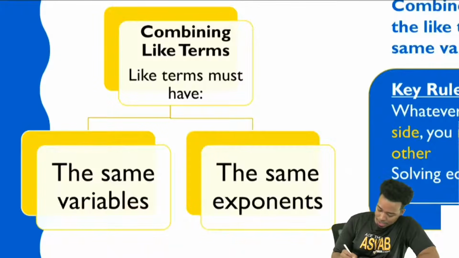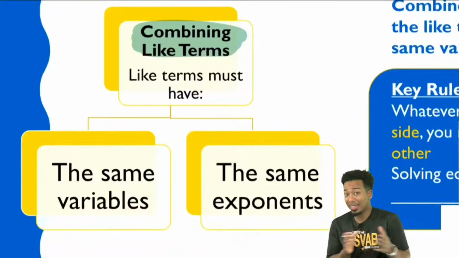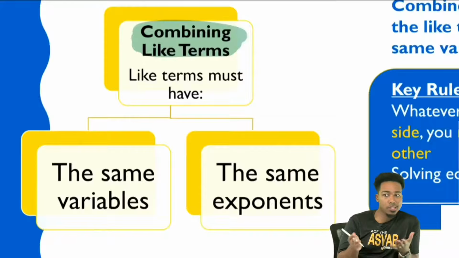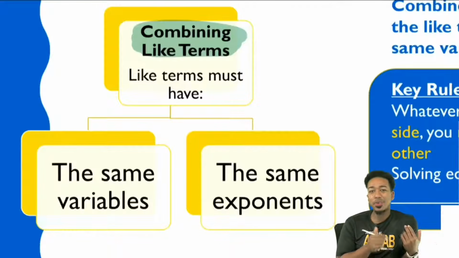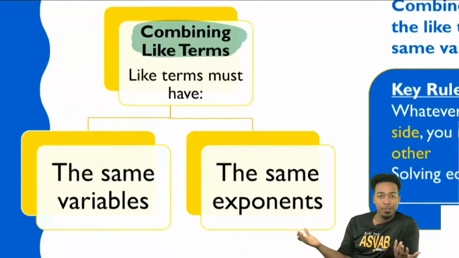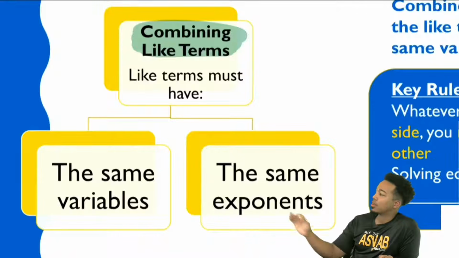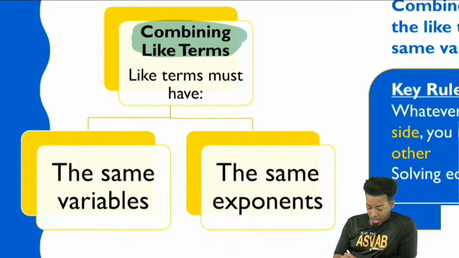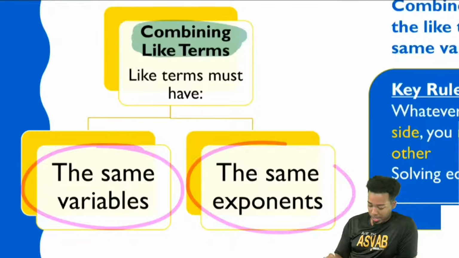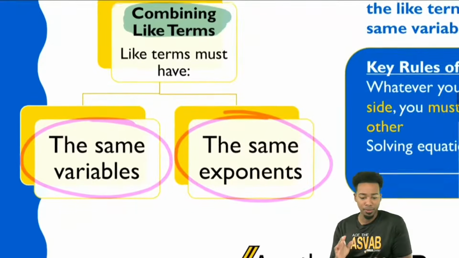When it comes to combining like terms, before you know how to combine them, let's understand what like terms are. Like terms pretty much means they're the same type of variable. Long story short, what we're saying may not be entirely accurate, but for the sake of your learning today, this is what you need to know. Like terms: same variables, same exponents. Here's how simple I can make it for you.